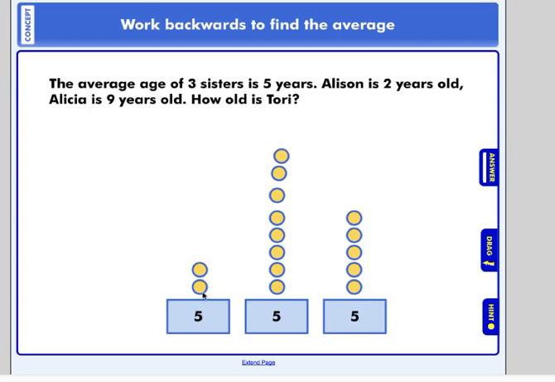That represents Allison. Now we also know that Alicia is 9 years old. How many circles do we have here? 1, 2, 3, 4, 5, 6, 7, 8. So Alicia still needs one more circle. That makes her 9. So how old is Tori? Well, she's going to be however many dots we have left here. 1, 2, 3, 4. If we find the average of 2, 9, and 4, our average is going to be 5. So this is one way we can work backward with averages. See what our answer here says.